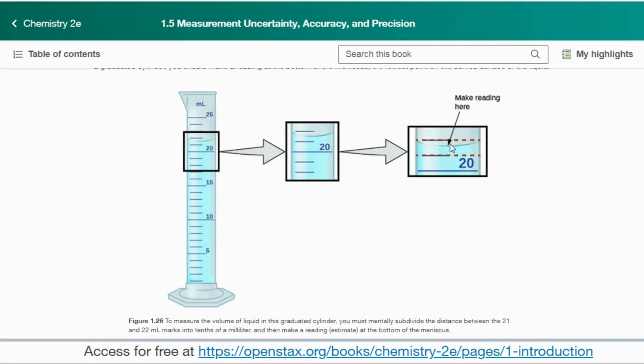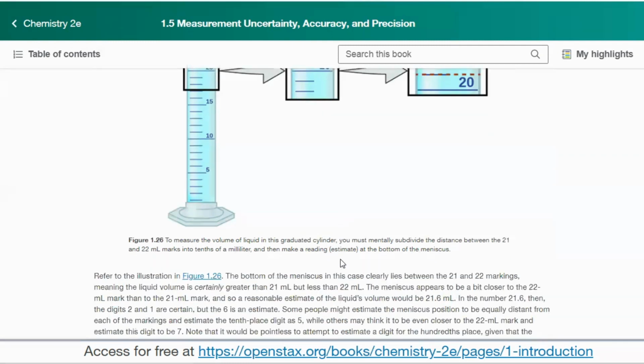Tenths of a milliliter. Oh, what would that be? That looks like 0.75 between the 21 and the 22 milliliter marks. Okay, so this is 21 and this is 22. That looks like 22.75. That's my estimate.